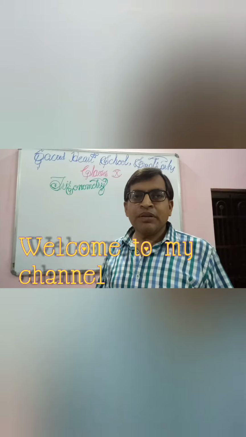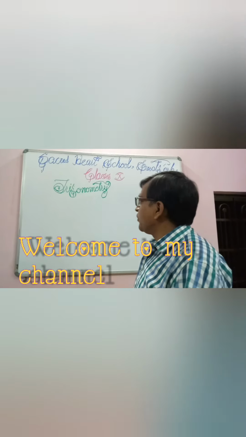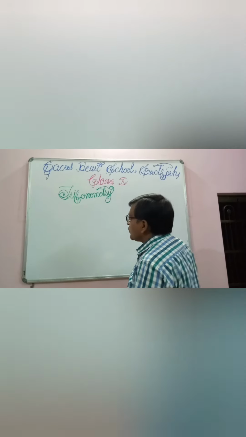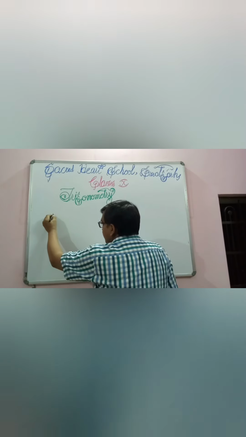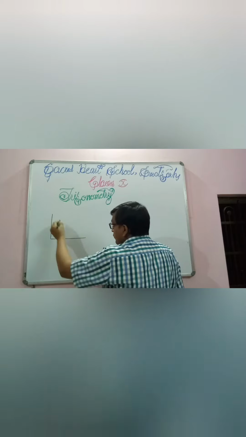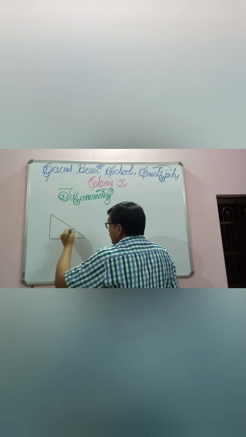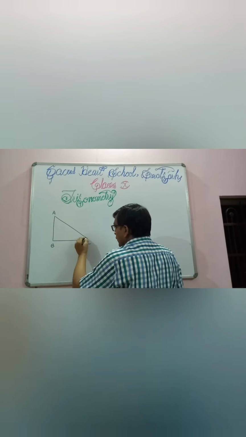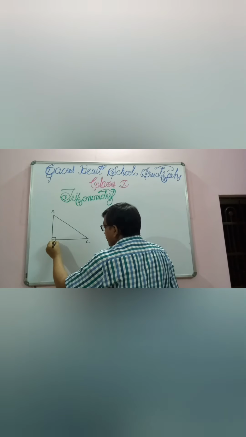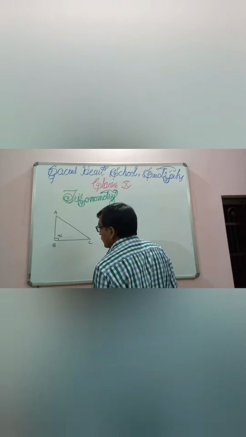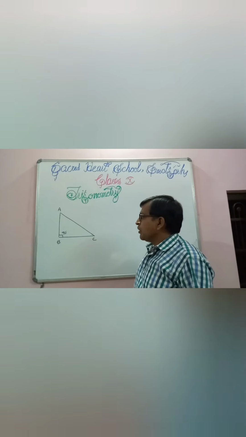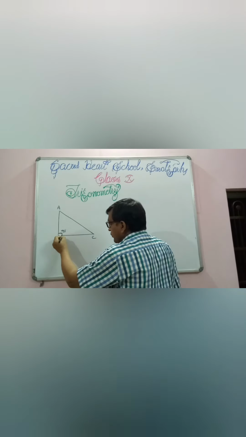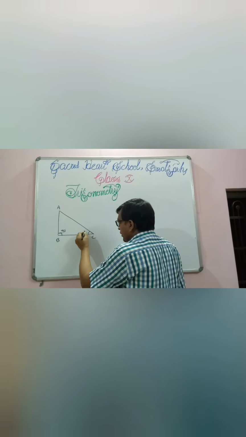Hello friend, today we start the basics of trigonometry. First, we learn about the trigonometry ratios. We make a right triangle with one angle of 90 degrees, and we take another angle as theta.